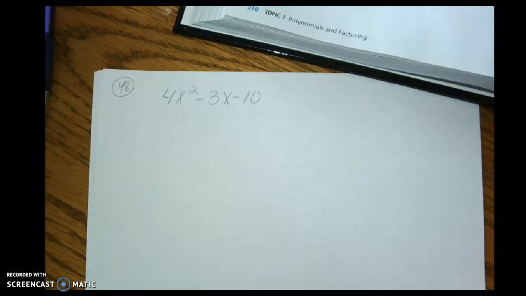For the rest of these in this section, I'm just going to try to alternate between grouping and substitution. It doesn't matter how you did it. I would like you to try both ways just so that you know how to do them.